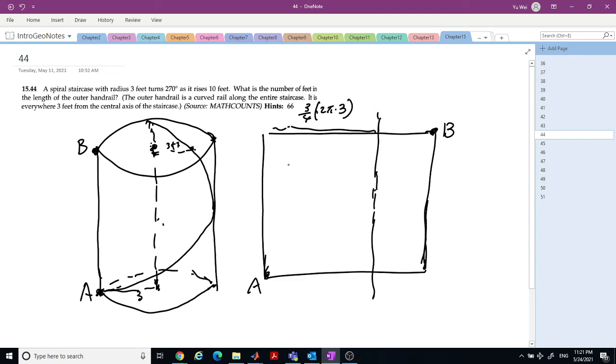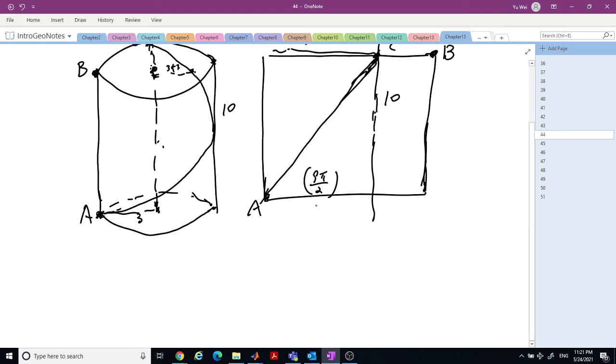This is this line. Then we want to see how long this curve is, right? After your expansion, the A and the C become a line, right? So now you can see by the Pythagorean theorem, this one is 9 pi over 2, right? And also the height is 10 feet. This is the 10, right? So now you can calculate the AC. The AC is equal to the square root of 81 pi squared over 4 plus 100.